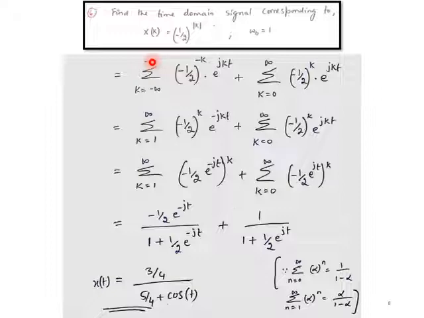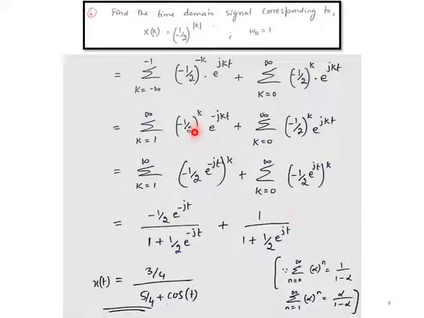So when summation k equal to minus infinity to minus 1, we can say minus half to the power minus k into e to the power jkt, as it is from the previous slide, plus summation k equal to 0 to infinity, minus half to the power k, because for 0 to infinity it is going to be a positive value, as the magnitude is defined at the positive side, e to the power jkt. So two sets of terms need to be simplified here.